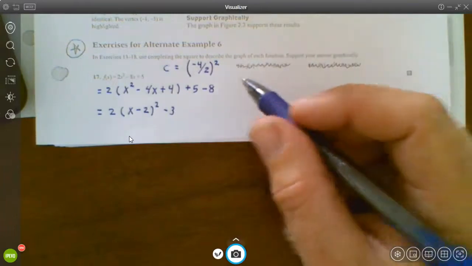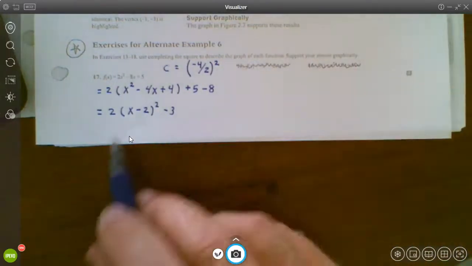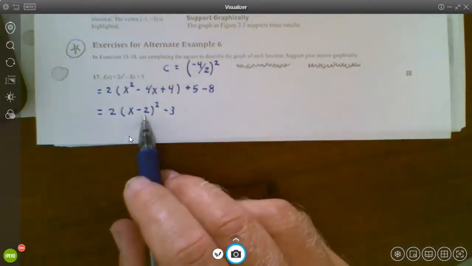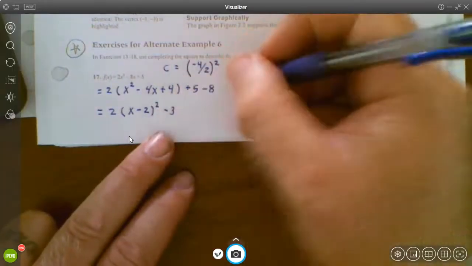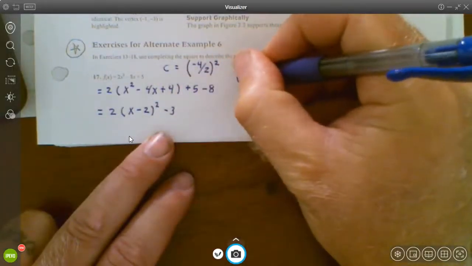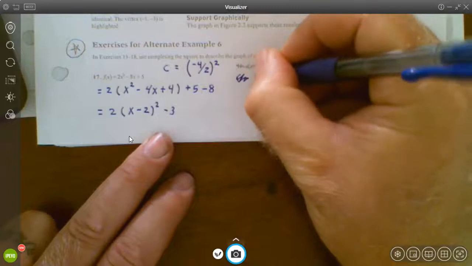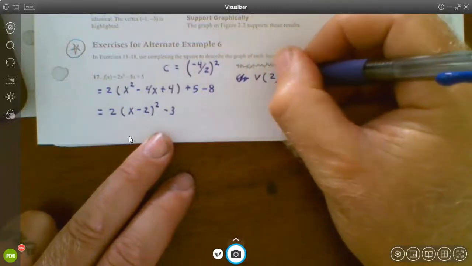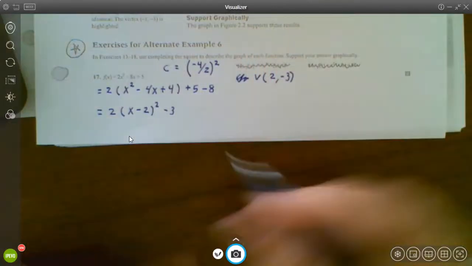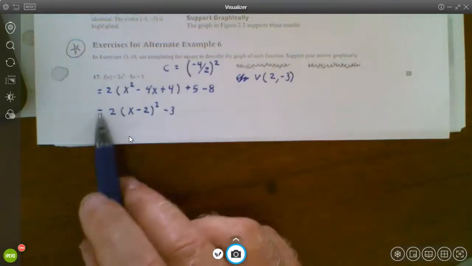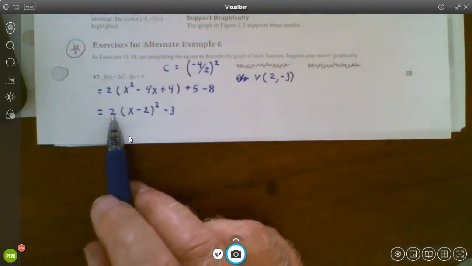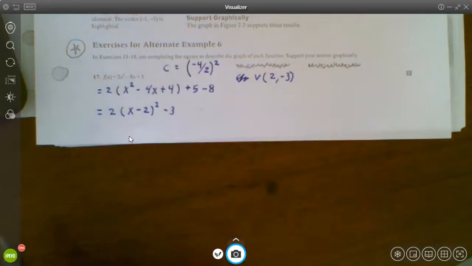So now some of the main things they want us to identify. We can see our vertex is positive 2, negative 3. We could describe this as an upward facing graph. We could say it's got a vertical stretch of 2. The other thing that we could find would be our x-intercepts.